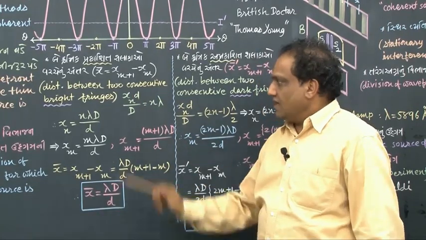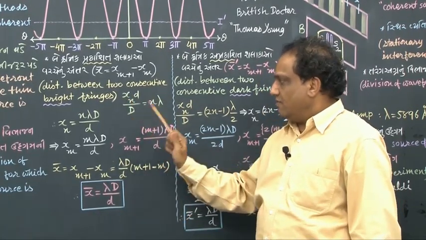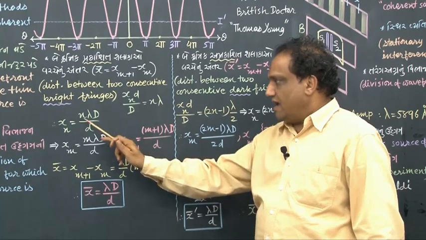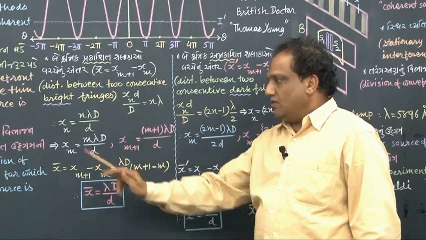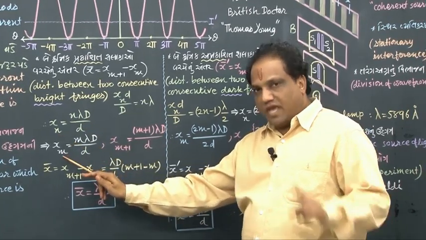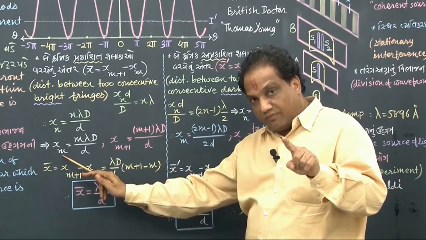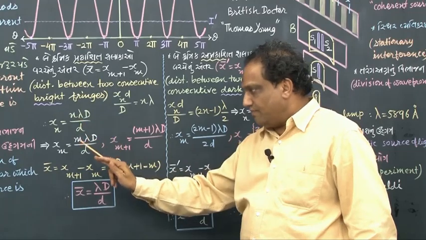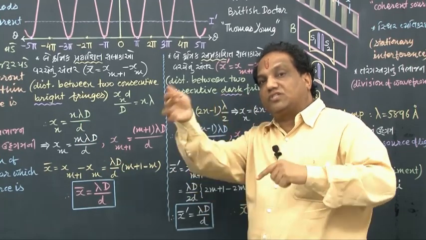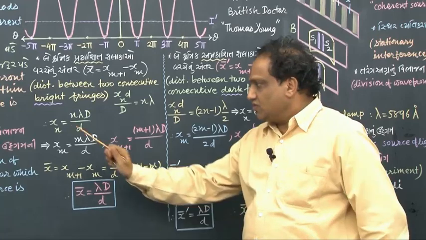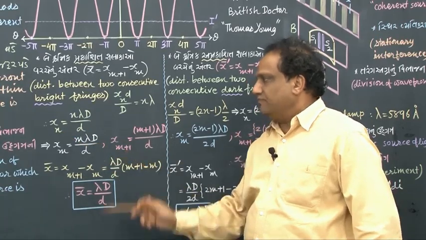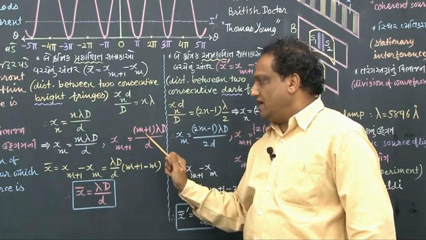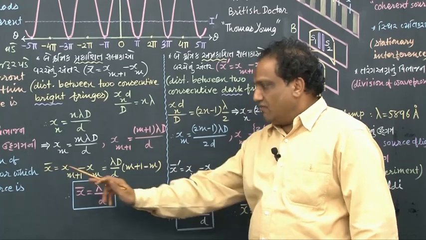Okay, fine. Now find out xn from here. It will be n lambda D upon d. Now instead of n, just put m, for the mth order bright fringe. Here also n equal to m. And after m, what is the next consecutive order? M plus 1. So instead of n, I should write m plus 1. Here also instead of n, I should write m plus 1. Correct?